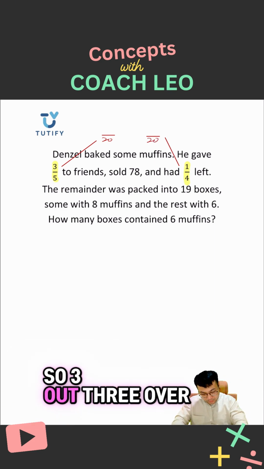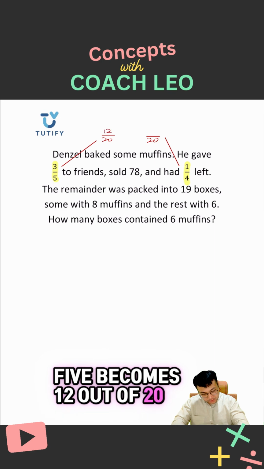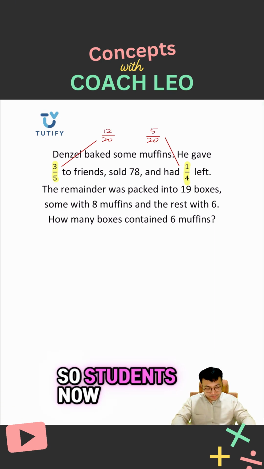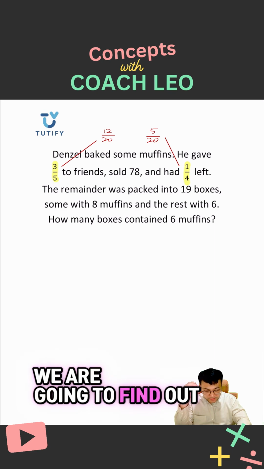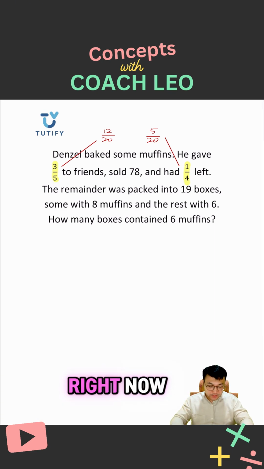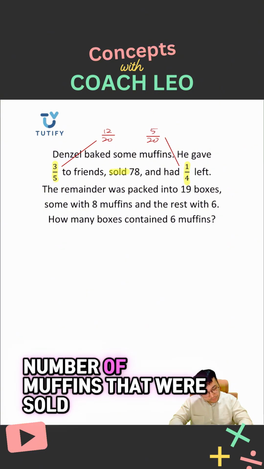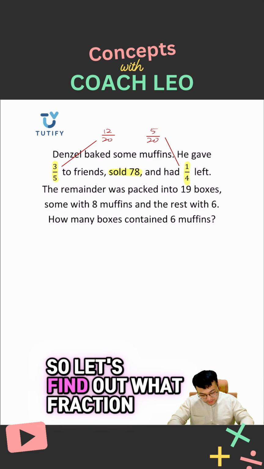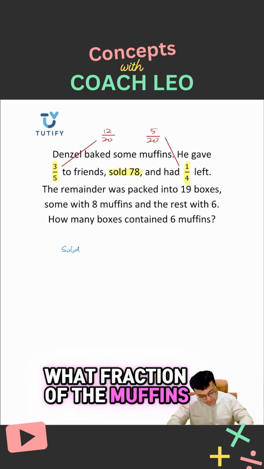So 3 over 5 becomes 12 out of 20. 1/4 becomes 5 out of 20. So students, now we are going to find out what fraction of his muffins he sold. Because right now, they only told us the number of muffins that were sold. We do not know what fraction that is. So let's find out what fraction of the muffins were sold.